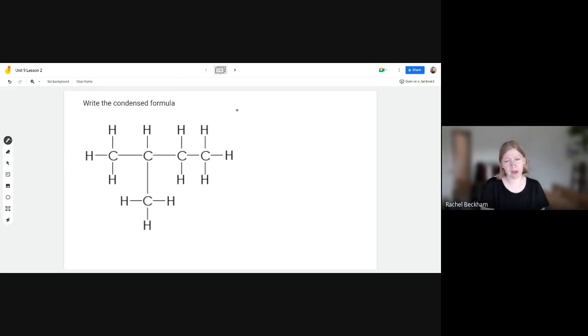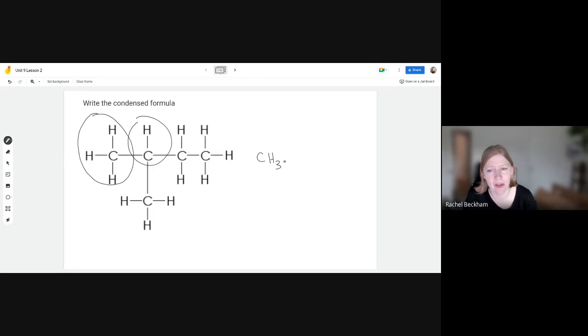What they want you to do here, a condensed formula, is to kind of smush the H's together with each carbon. So for example, the condensed formula for this, you can still write it out. It can be CH3, because this carbon and these three H's are what I'm covering. And then we'll take care of this one, CH. And then down here, there's another CH3 group, right down here.